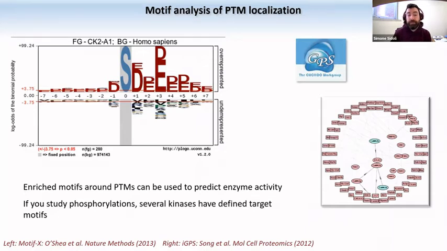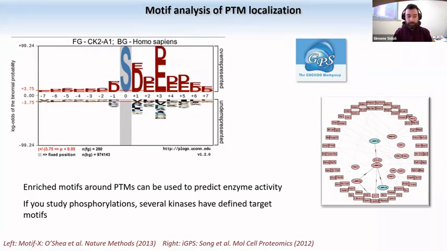There is software, for example IGPS, where if you just paste your list of phosphorylations with the phosphorylation site marked somehow, it tells you what are the protein kinases that are more likely responsible for having placed all of these phosphorylations.